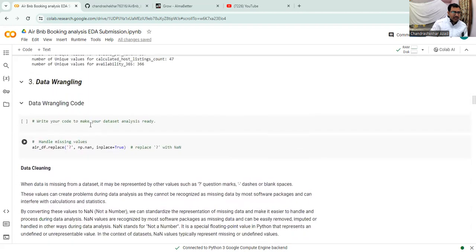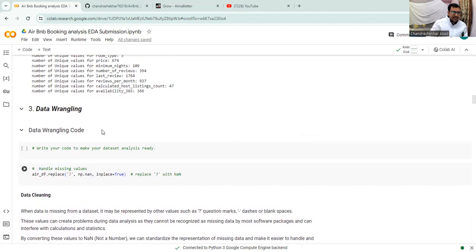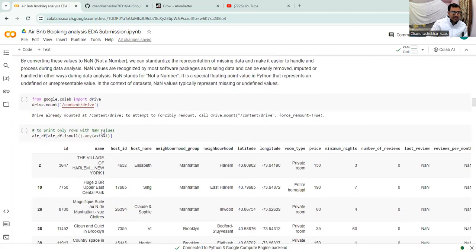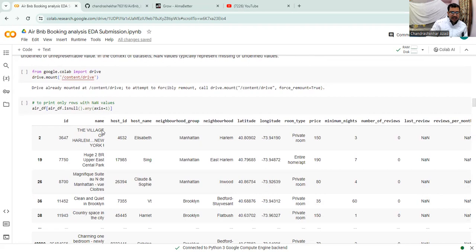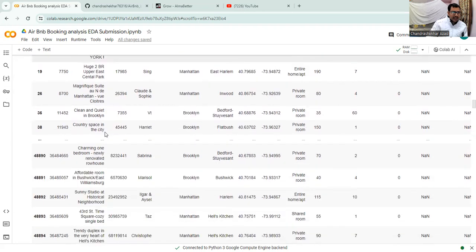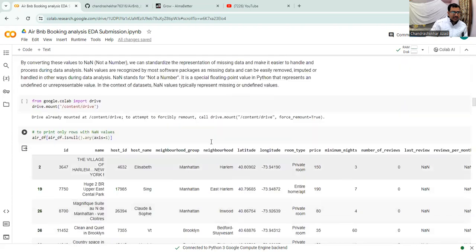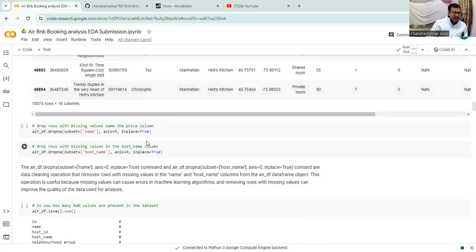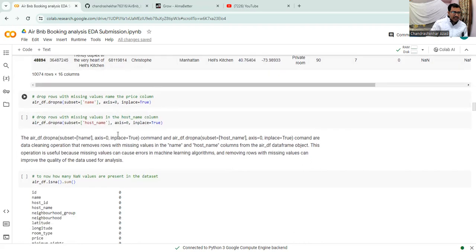From now we do our data wrangling. First we do our data wrangling task. Here we impute null values with valid values. This shows only the rows having NaN values present in the dataset. Here we drop the rows where the name column is empty or has NaN values, and we also drop the rows which have a host name with a null value.